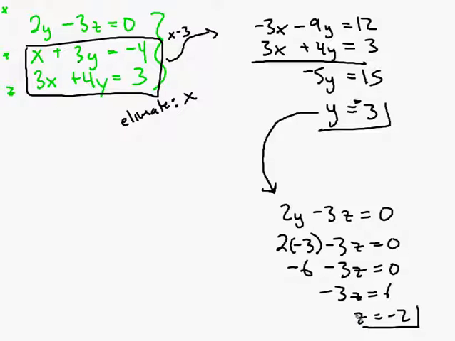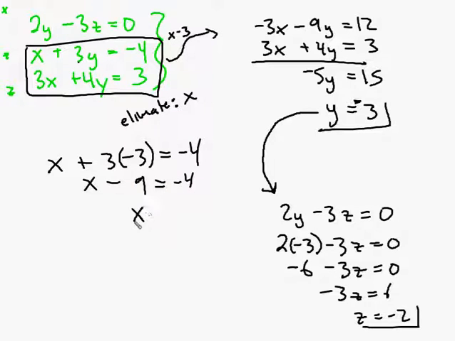So now we have z. Now I take both of those and I need to get an x. So I'm going to have to use one of these to get x because that one doesn't have an x. So I'll just use this one. So x plus 3 times -3 equals -4. And I get 5. So our final answer: 5, -3, -2.